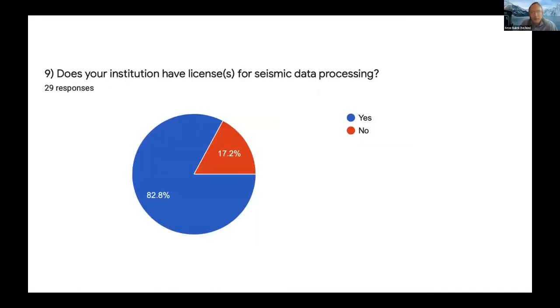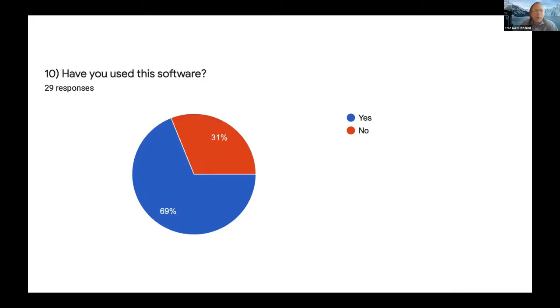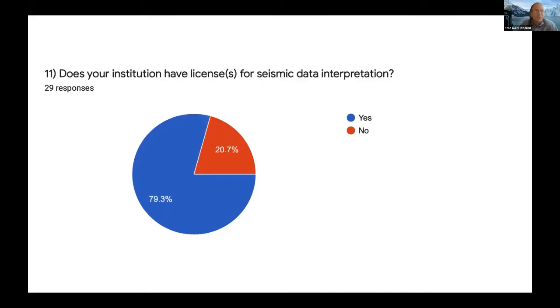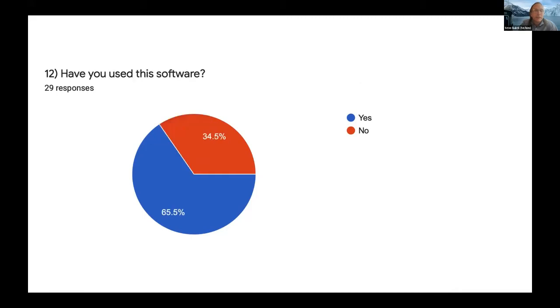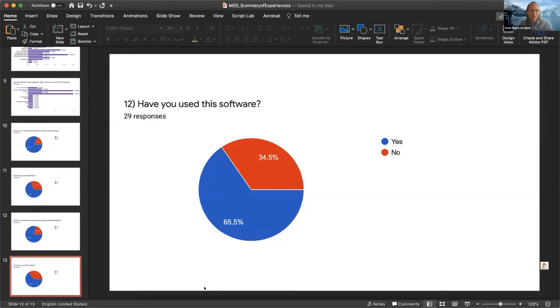Okay, and then not surprisingly, many more people have the ability to process the data than own the equipment or have shot their own data. I found that useful to know. But fewer people who have access to it have actually used it. And seismic interpretation and processing seem to have almost the same percentages as to who has licenses, and the people who've actually used it have almost the same percentages as well. So I think that's it for these. Okay, so I'm going to stop sharing and turn it into a dialogue now, hopefully.